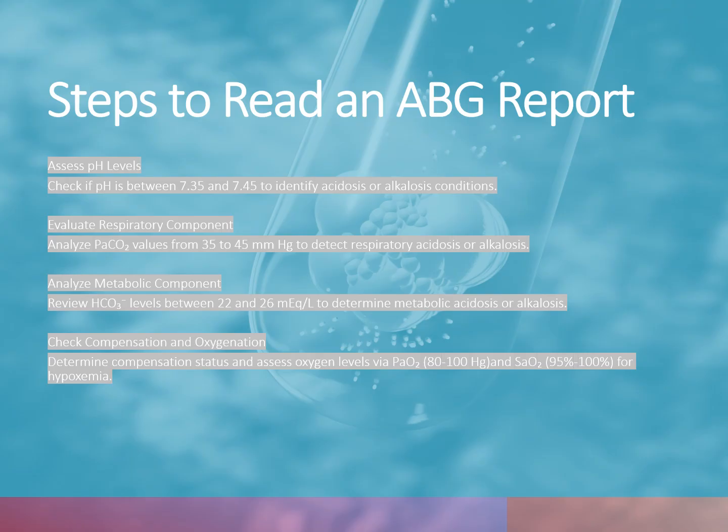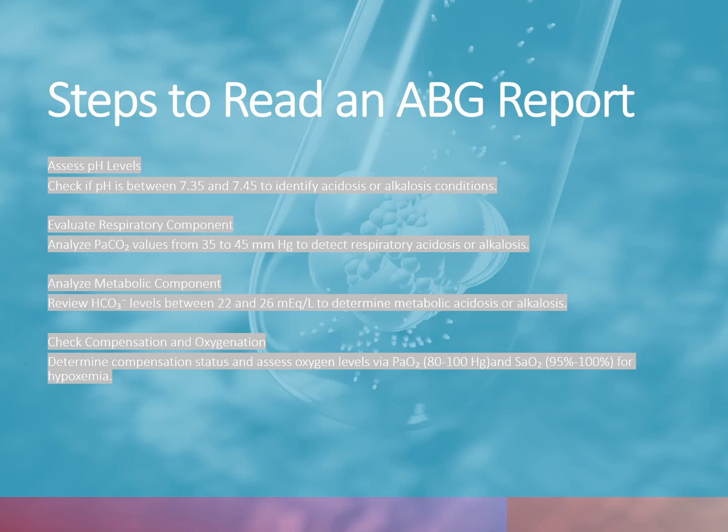Okay, so we're going to look at steps to reading an ABG report. It's an introduction. You are going to be looking at this to determine acid-base status and their oxygenation. First, you're going to look at the pH levels. You're going to look to see if it is between 7.35 and 7.45. Below 7.35 indicates acidosis, and above 7.45 suggests alkalosis.